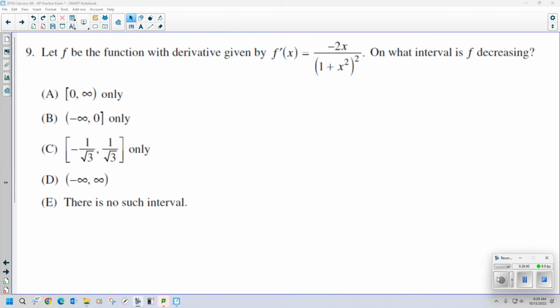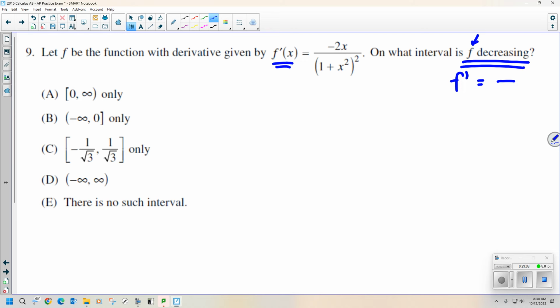Number 9. Let f be the function with the derivative given by f prime of x equals negative 2x over 1 plus x squared, all squared in the bottom. Okay? And on what interval is f decreasing? F decreases, the original f decreases when its derivative is negative. Okay? So they give us the derivative. I don't have to take the derivative of this fraction.